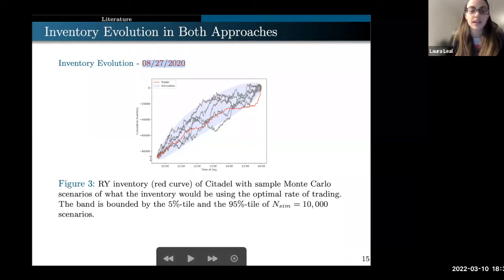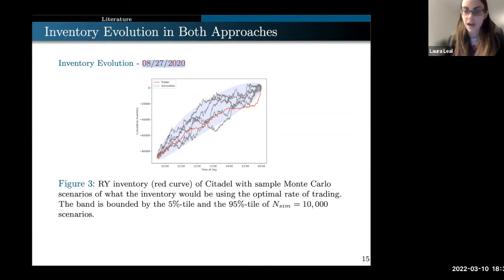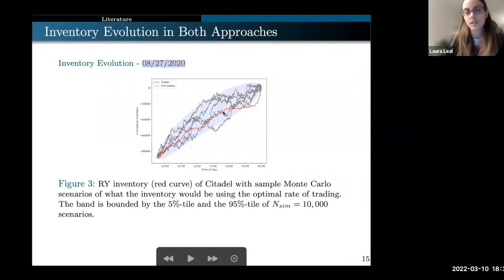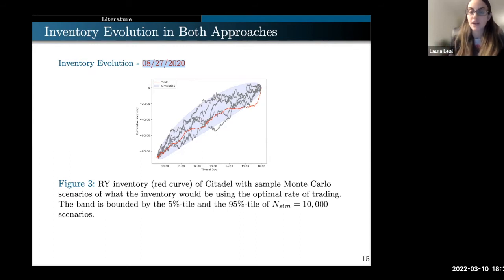So what we're doing here is we are starting from minus 87,000 stocks, and we're gonna buy throughout the day until we reach the final goal. And you notice here, we put Citadel in red and the Monte Carlo intervals in blue, and we just plotted some of these paths to compare with the trader. So two things jump out from here. One is that indeed in the inventory process, we see that it's not a smooth function. So we do have this diffusion component, which is good.